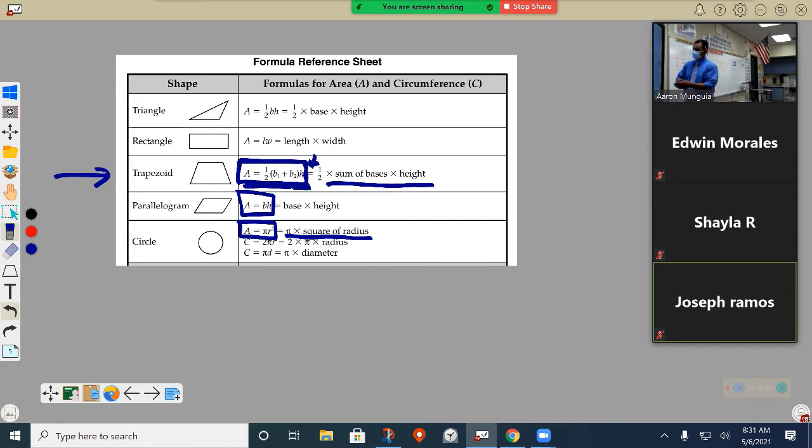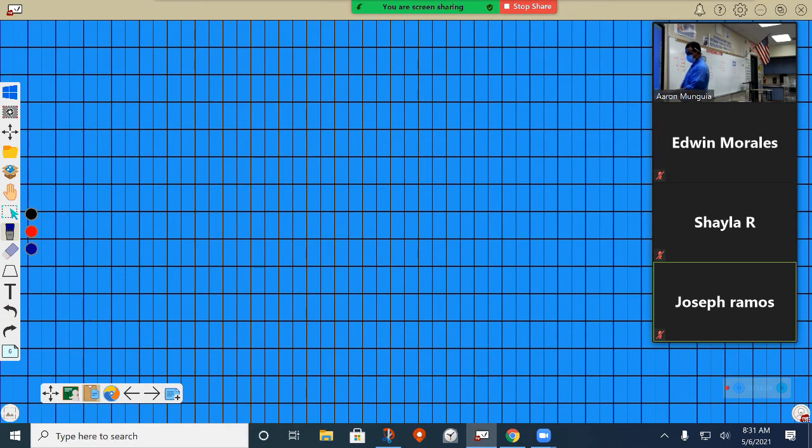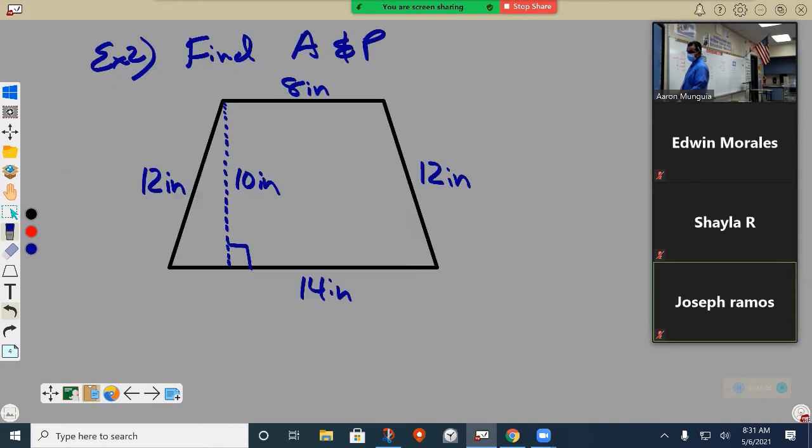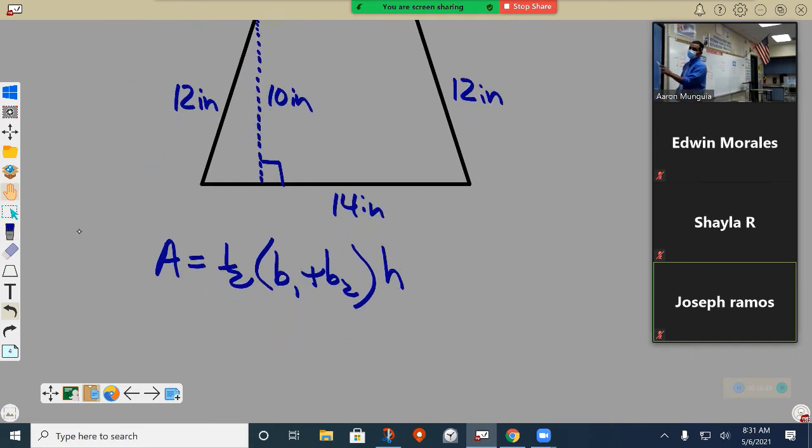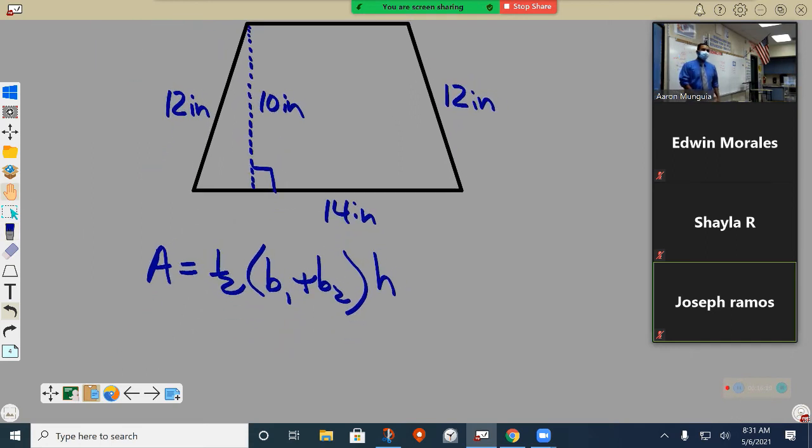So, here we go. The trapezoid then, the area is 1/2 base 1, b sub 1 plus b sub 2, I'll get into what the bases are right now, times the height. It's the funkiest formula out of the 5 shapes. Now let me get into what the bases are.